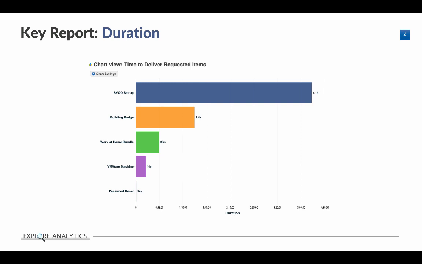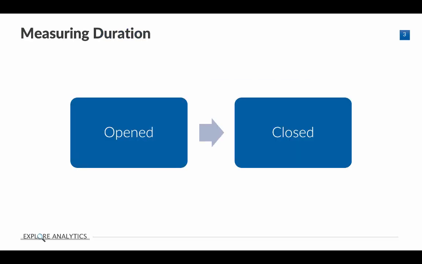But this report, which is pretty easy to put together, isn't telling you the whole story. We're seeing how long it takes to deliver something. We don't know what's affecting that delivery time. Where along the process is, for example, the bring your own device setup being held up for hours? So we want to understand deeper. This report that we're looking at is looking at stuff from open to closed, right? That's the duration, but it's not capturing anything along the way.